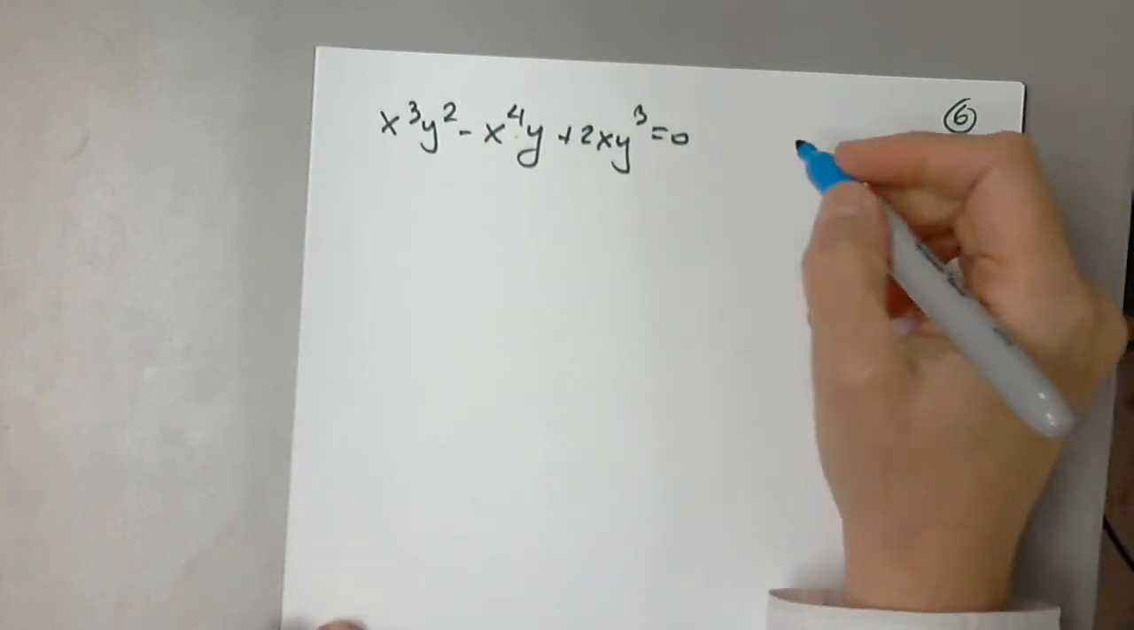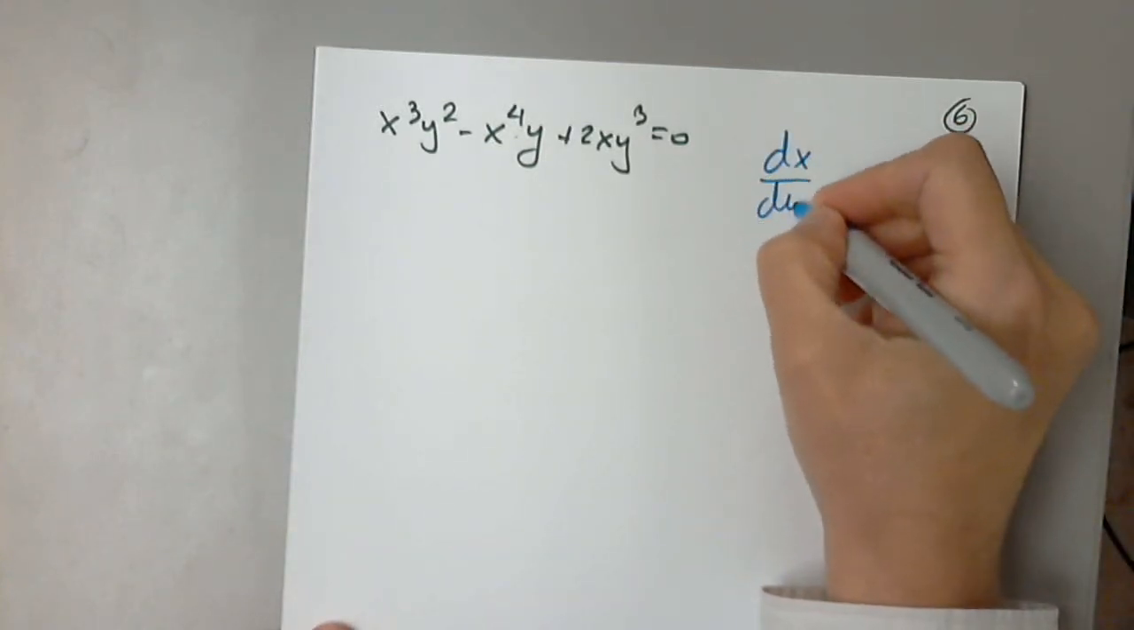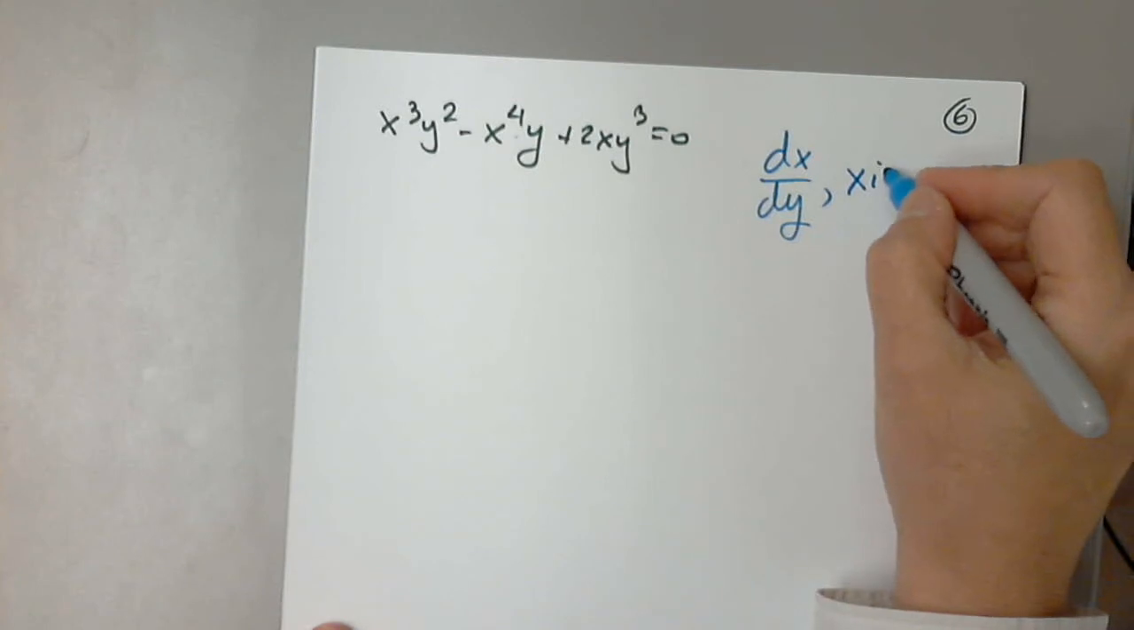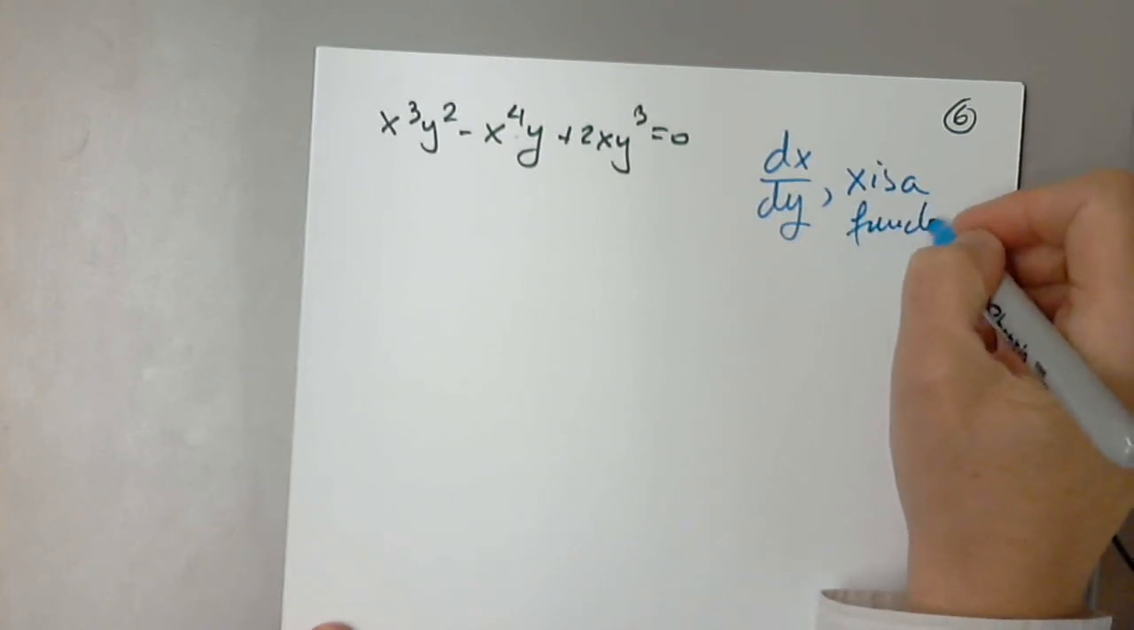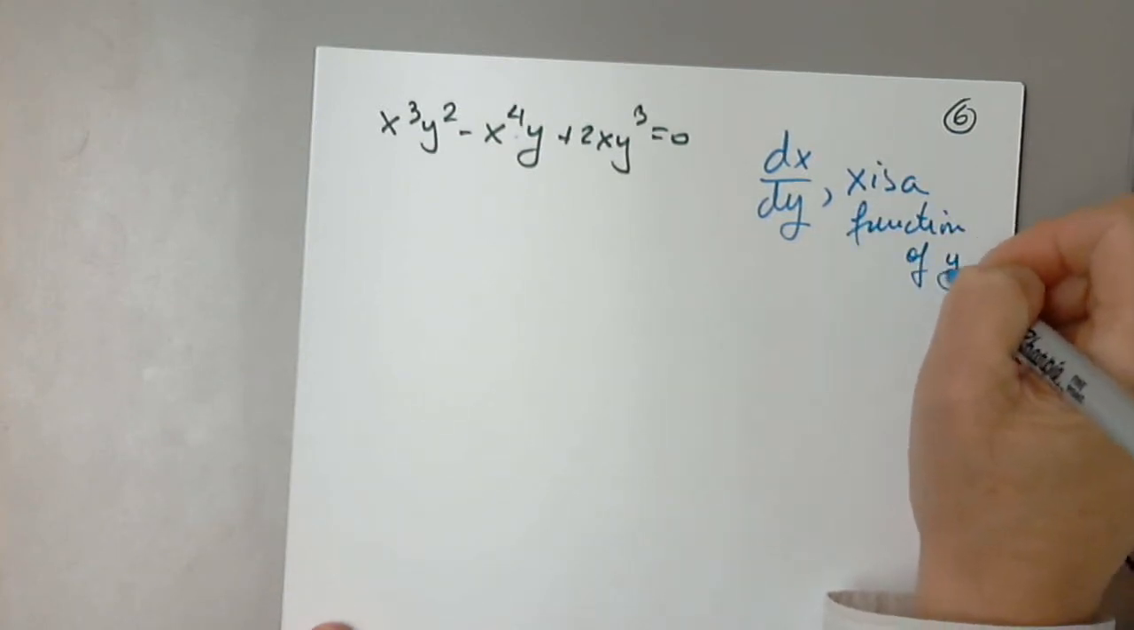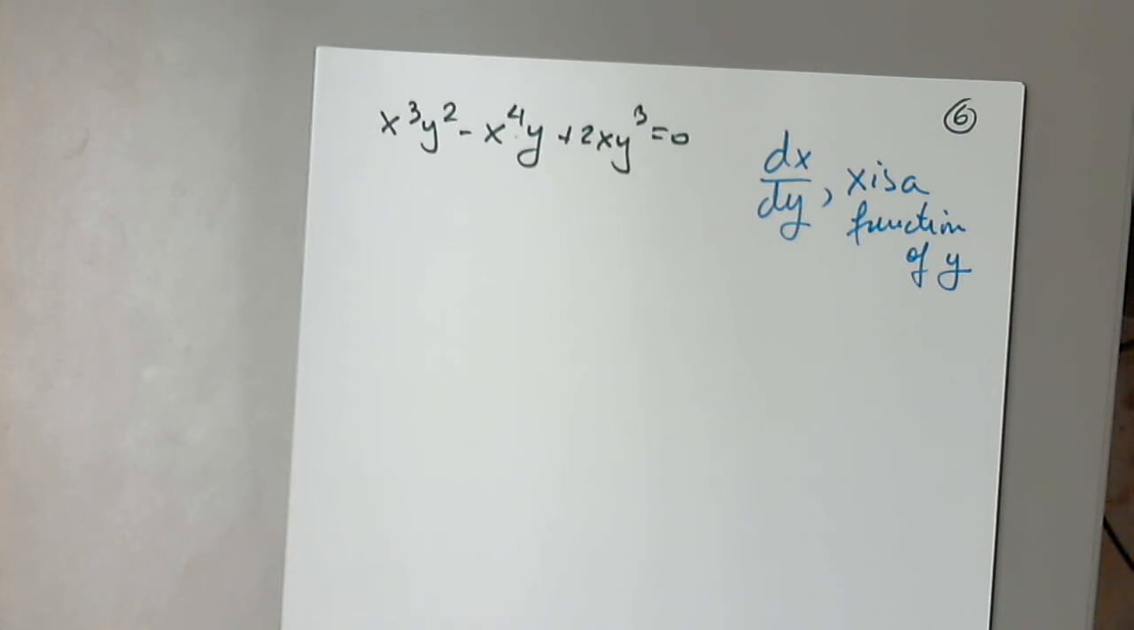Okay. This time we are asked to find dx over dy, which means x is a function of y. So x is the function and y is the variable. So we want to differentiate.